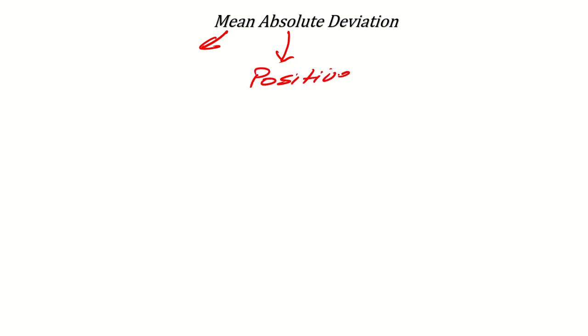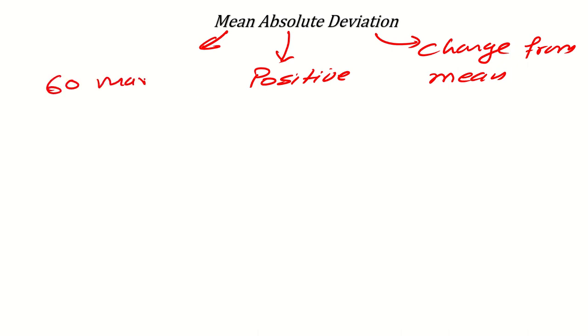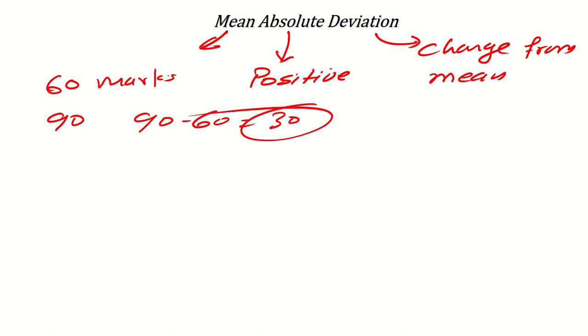Okay, now deviation. Deviation means change from the mean, or average. For example, the average of the class is 60 marks in maths, and one student scores 90 marks. So what is the deviation? Deviation will be 90 minus 60, which is equal to 30. Okay, like this. This is the meaning of deviation.